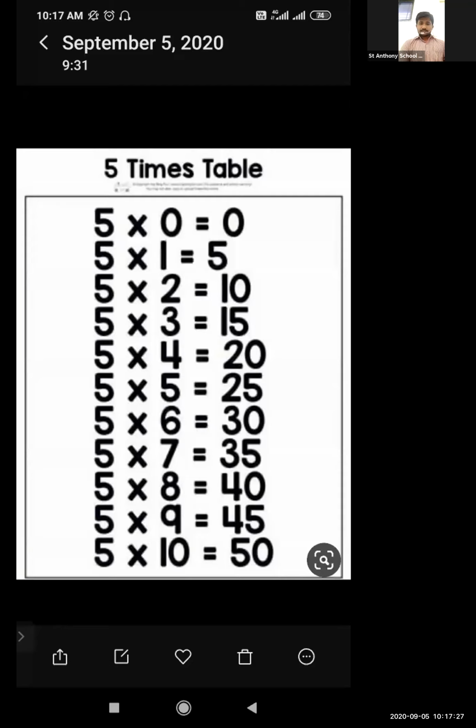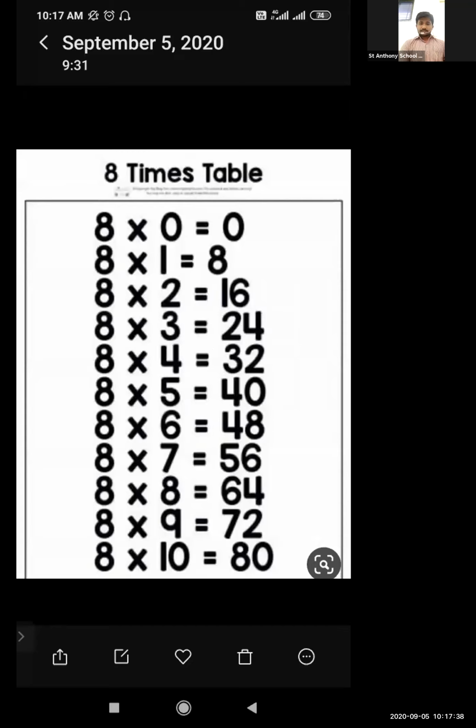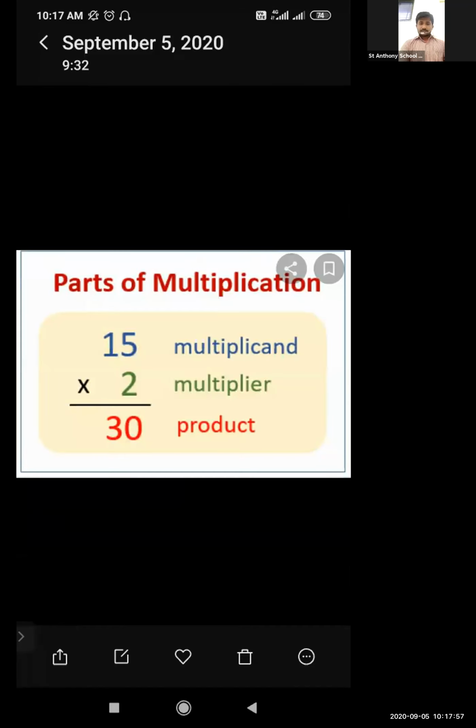So this is the way we can make any number table. Table of 9, table of 10, table of 11, 12, 13, 14, 15, 16, any number table we can make. Okay, so now we are proceeding further. The next topic is parts of multiplication. Now what are the parts of multiplication?